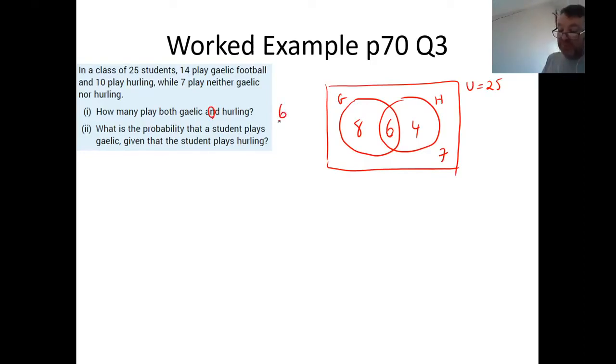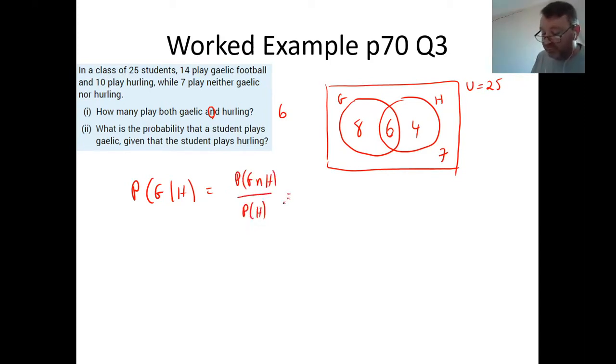And then what is the probability that a student plays Gaelic given that the student plays hurling? Now, what's the probability that a student plays Gaelic given that they play hurling? What does that mean? That means that we've got the probability of Gaelic intersection hurling over the probability of hurling. That's it. That's the formula, okay? Much easier to do in practice.